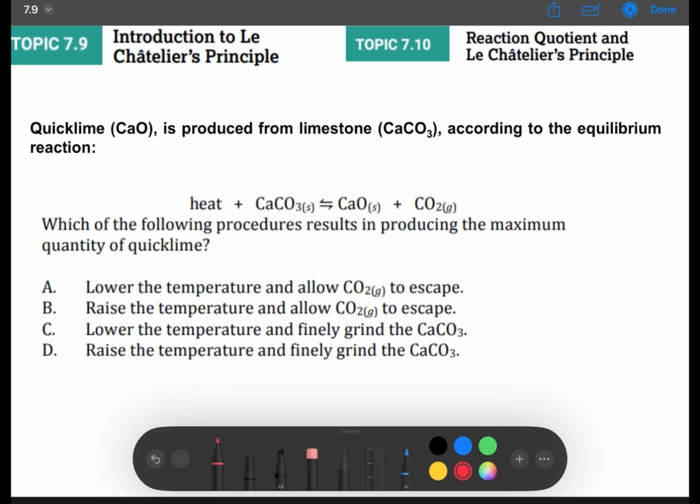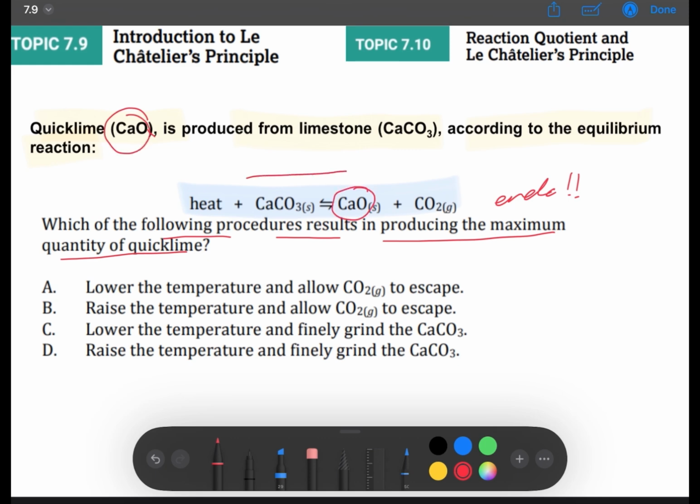Pause the video and read this question carefully. Quicklime CaO is produced from limestone CaCO3 according to the equilibrium reaction. Since the heat is actually on the reactant side, this is an endothermic reaction. Which of the following procedures results in producing the maximum quantity of quicklime? What's the quicklime? I forgot. Yeah, this is the CaO. So this is my reaction. I need my reaction to be shifting to the product side. So which of these procedures below leads to shifting the reaction to the product side?